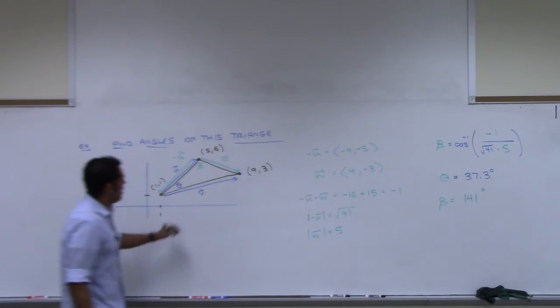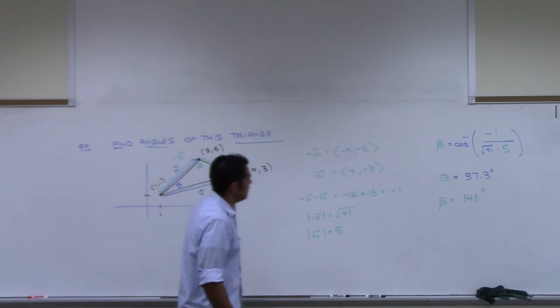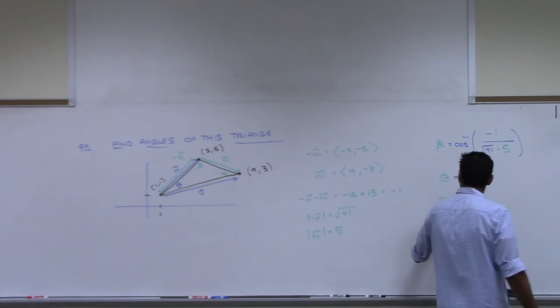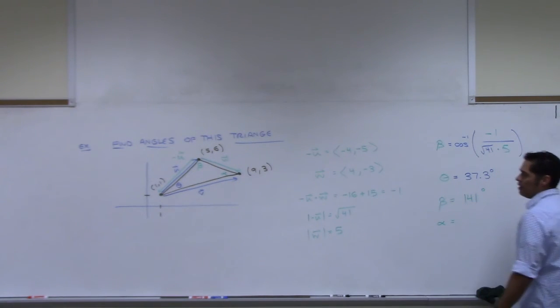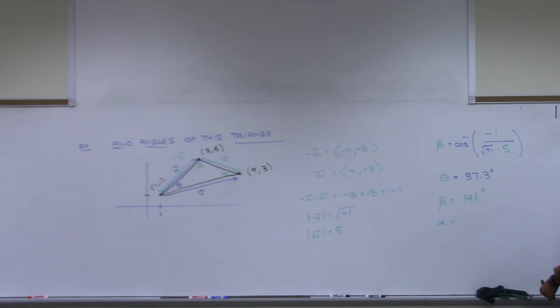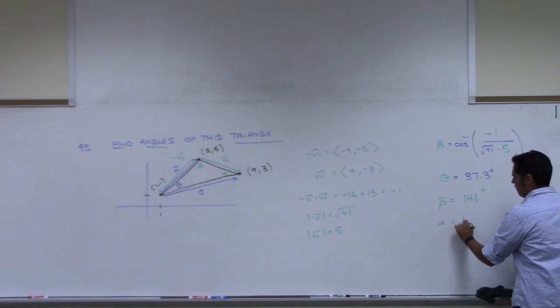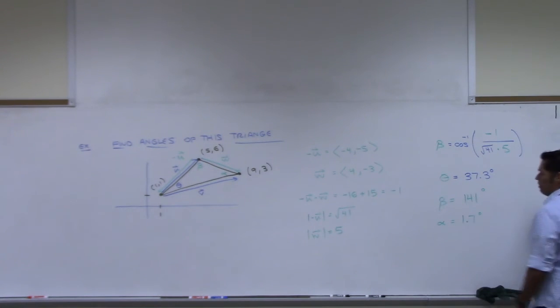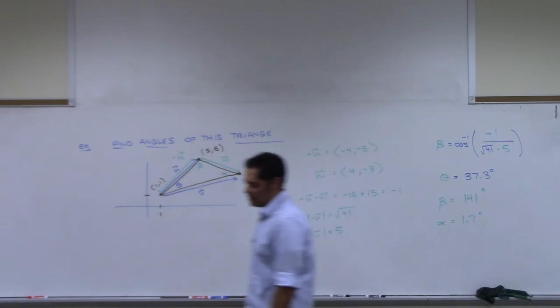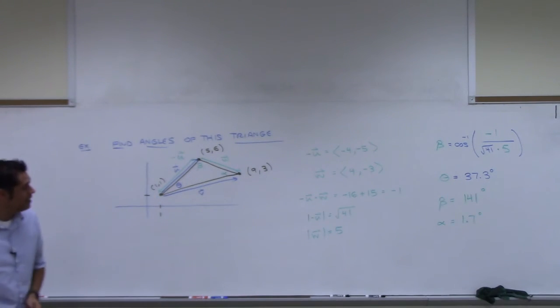So let's call this one alpha. It's small, right? It's a very small angle. 30. What is it, 1.7? Okay. Well, my drawing is not to scale. Did you get something different? 91? Okay, yeah, I better do this. I'm not trusting that 141 right now.